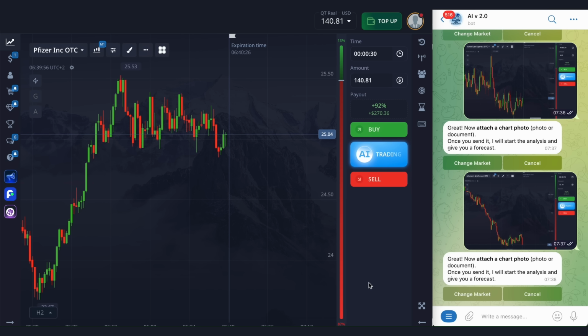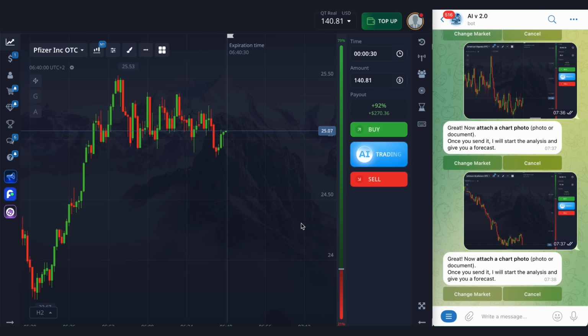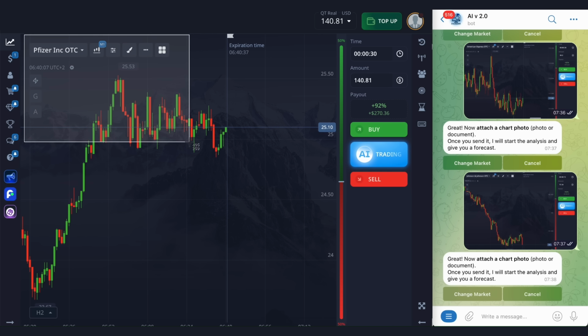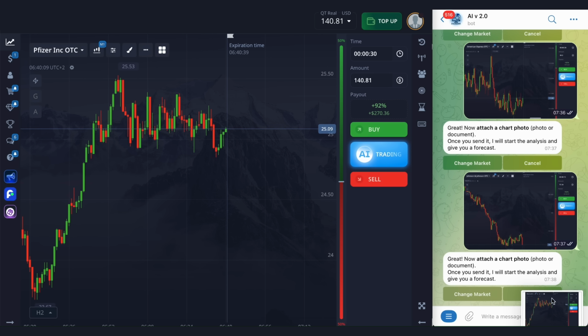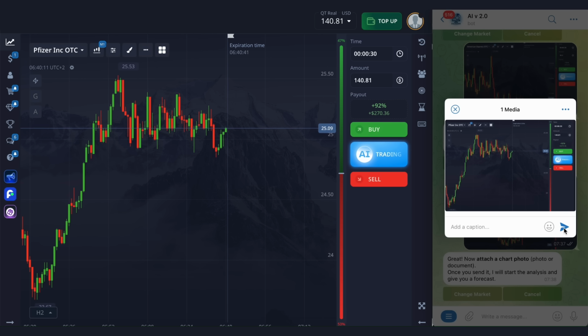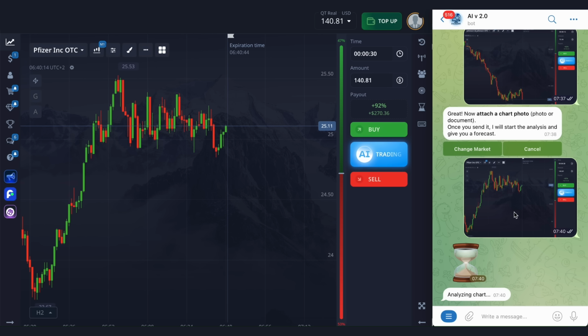Pfizer Inc. OTC. Pfizer Inc. OTC, 30 seconds on the timer, 140 USD. That's 100% RX. Let's go ahead and take a very nice screenshot of Pfizer Inc. OTC, ladies and gentlemen, and send it in for our AI screener. And what is it gonna be? We're gonna hold on tight and see while it processes and analyzes and gives us the forecast.